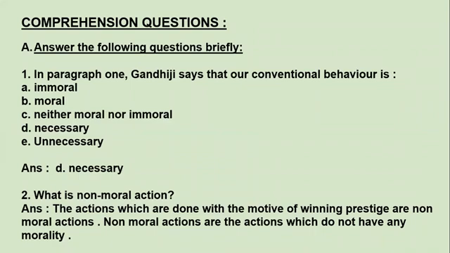Moving to the next one. What is non-moral action? The answer is: the actions which are done with the motive of winning prestige are non-moral actions. Non-moral actions are the actions which do not have any morality. When we read the chapter, we come to know there are many actions which humans do. Some do out of show off, some do with the real heart, some do to win prestige. So, according to the chapter, the actions which are done just to show off or just to win prestige are non-moral actions.